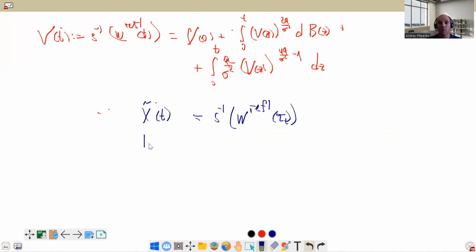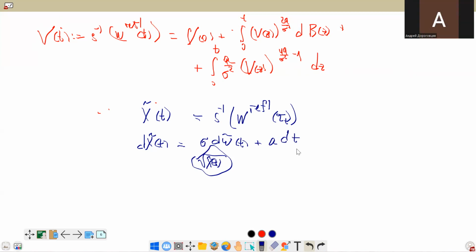So dx tilde of t is a solution to the equation dW tilde of t plus sigma square root of x tilde of t plus a dt. Excuse me, how do you define this W with tilde?